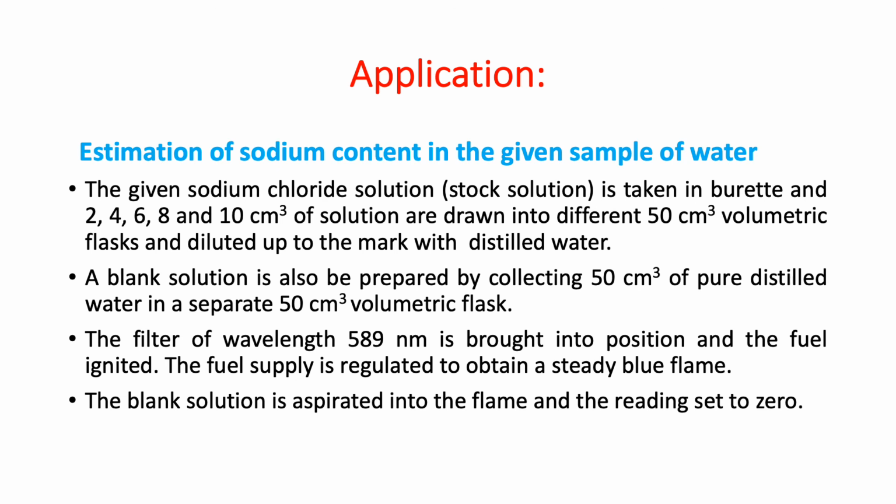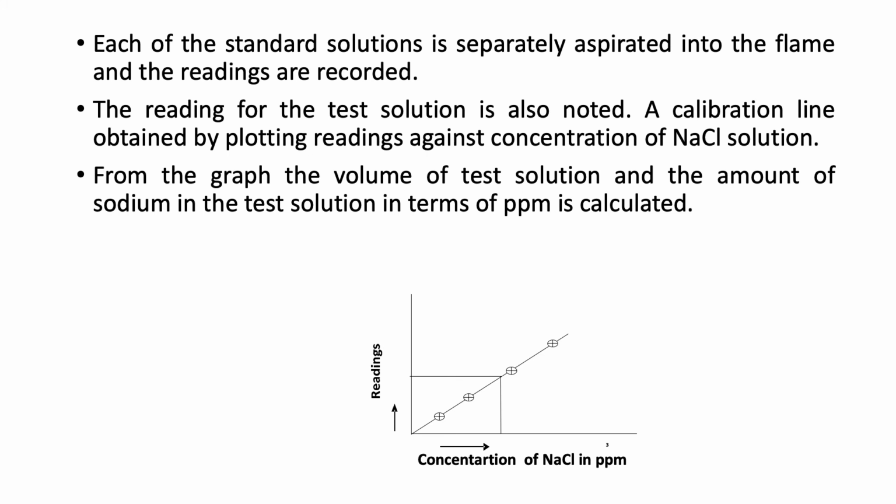For all your standard solutions and test solution, you have to record the emissions. So this is the emission reading, and this is the concentration of NaCl in ppm. For example, first we have added 2 ml of standard solution, which gives the corresponding emission. Here you put a point. Then the second point, which contains 4 ml of NaCl solution whose concentration is known, then 6 ml and 8 ml.